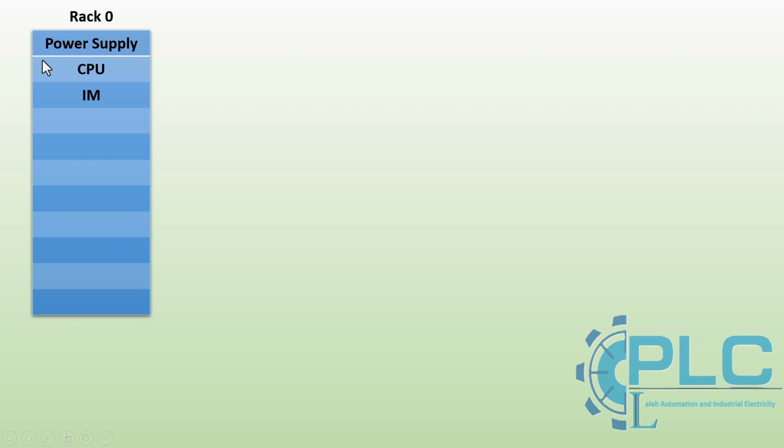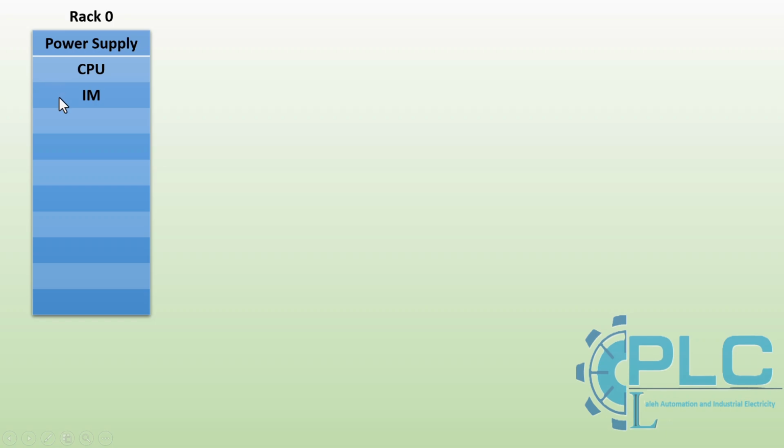Slot 2: CPU module, mandatory. This slot is specifically for the CPU module. You must select the correct CPU model in the hardware configuration to match the real hardware. Each module has a specific order number, which must match the configuration in the software.